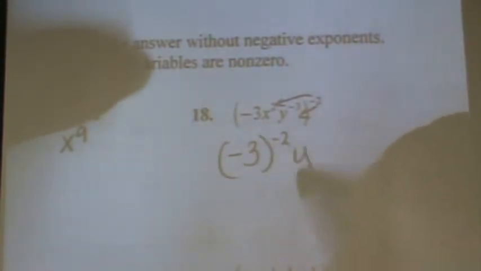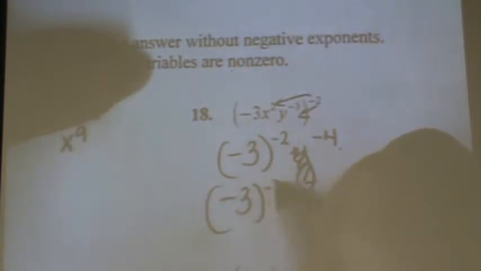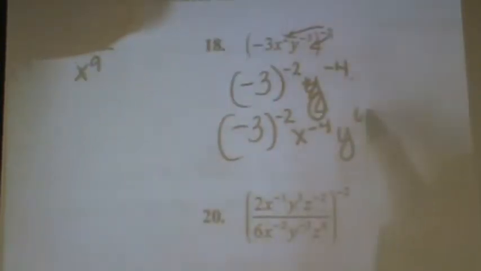Number 18, what you could do is we're going to take negative 3 and we are going to raise it to the negative 2 power, and then both of these get distributed. So you're going to raise that to the negative 2 and this to the negative 2. So it's negative 3 to the negative 2 power, and x to the negative 4, and y to the positive 6, because negative 3 times negative 2 is positive 6.